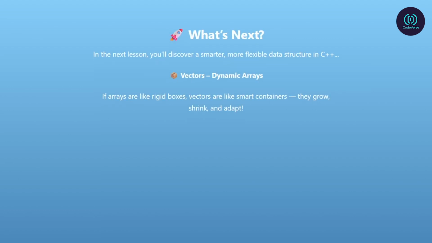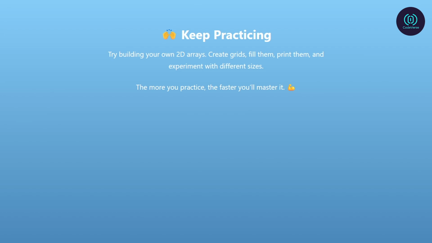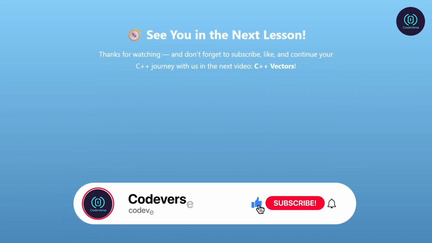But we're not stopping here. In the next video, we'll go even further. You'll discover a more flexible and dynamic way to store collections of data. That's right, we're talking about vectors in C++. If arrays are like rigid boxes, vectors are like smart containers. They grow, shrink, and adapt to your program's needs.